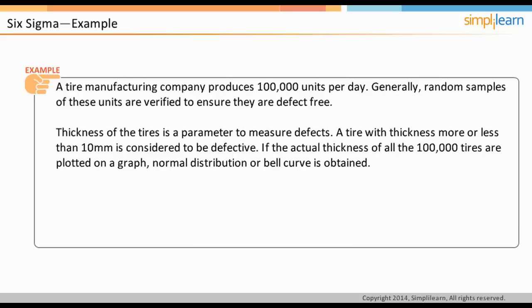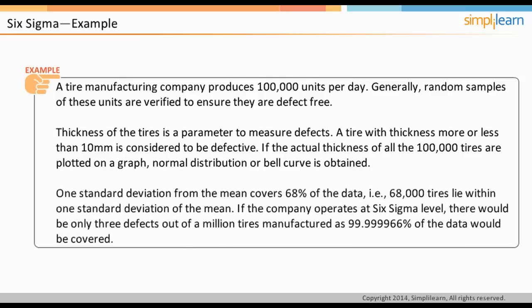Now, if you measure the actual thickness of all 100,000 tires manufactured daily and plot them on a graph, you get a normal distribution graph. One standard deviation from the mean covers 68% of the data, meaning if the thickness of the 100,000 tires are plotted, 68,000 of them lie within one standard deviation above or below the mean. Now, if a company operates at 6 sigma level, they would ensure that all tires that are up to 6 standard deviations from the mean are defect-free. Therefore, in such cases, you can expect only 3 defective tires out of 1,000,000 tires manufactured.